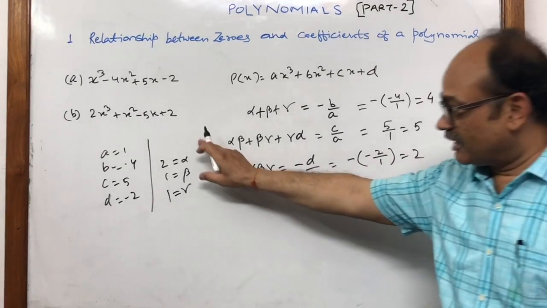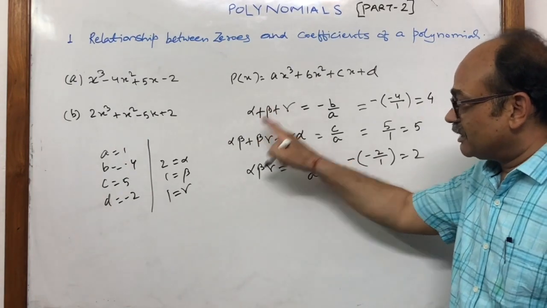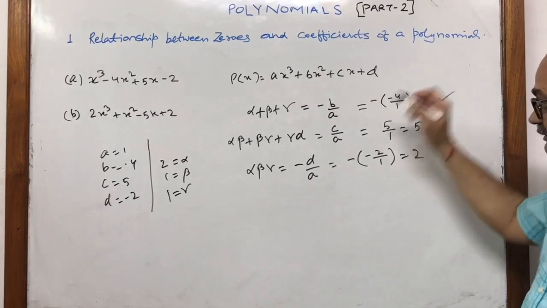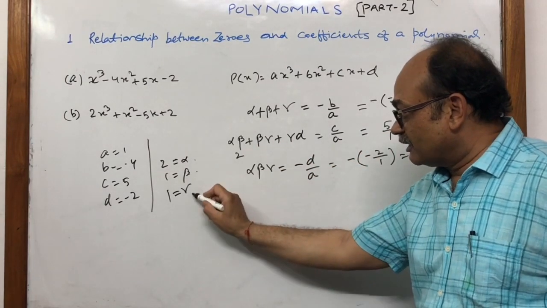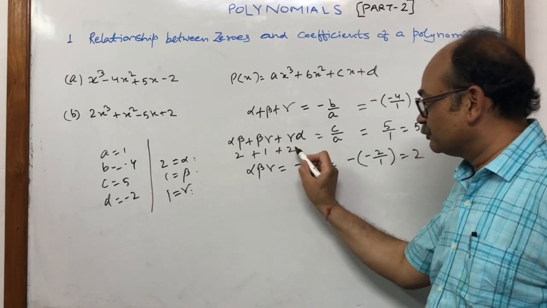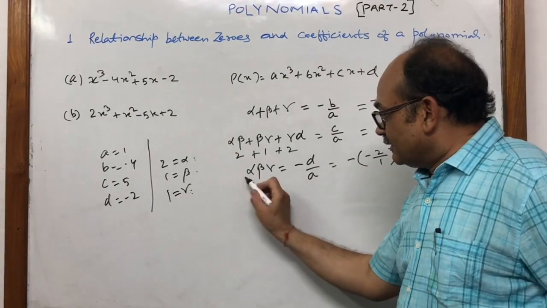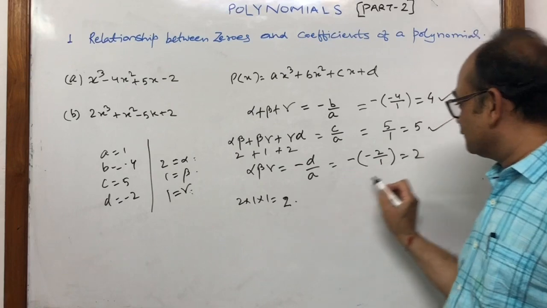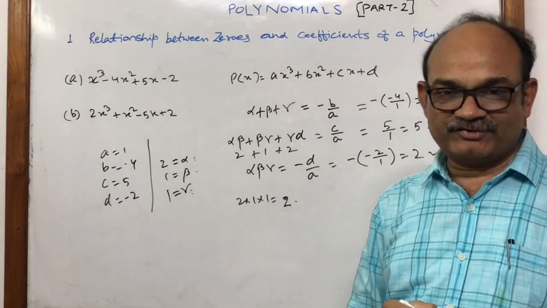Now check with our alpha, beta and gamma. Substitute here. Alpha plus beta plus gamma: 2 plus 1 plus 1, 4. Correct. Product of two: alpha beta, 2; beta gamma, 1; and gamma alpha, 2. Correct. Last, product: 2 into 1 into 1. What are we getting? 2. And here what are we getting? 2. Hence the relationship is verified.